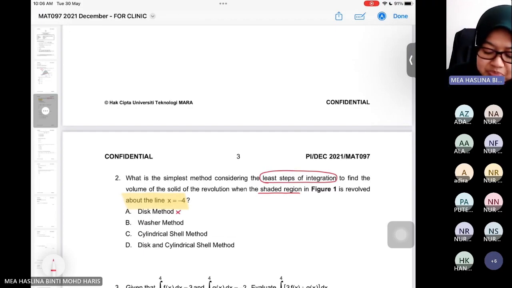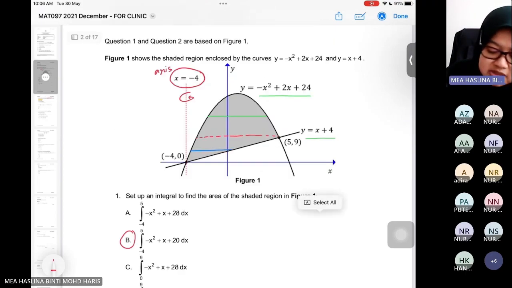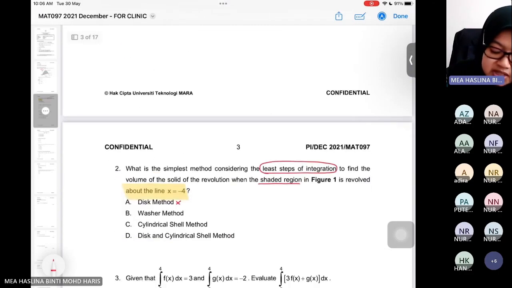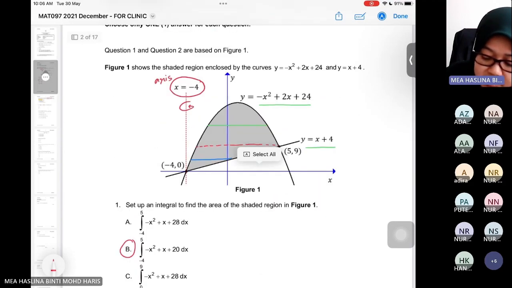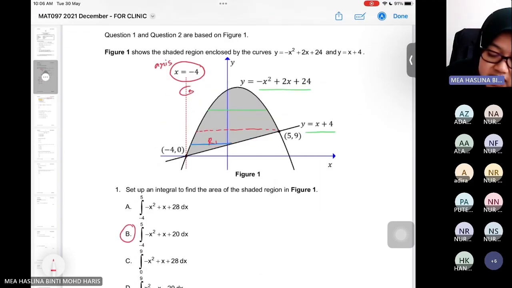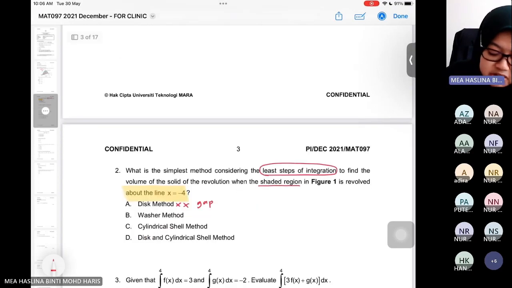Washer method: this method is actually not possible, because you have a gap from the beginning already, a gap between the region and the axis of revolution. The other washer method is the one I discussed just now, where you have to divide into region 1 and region 2. That is not the option because most probably it is not the least step. Option D is obviously not an answer.